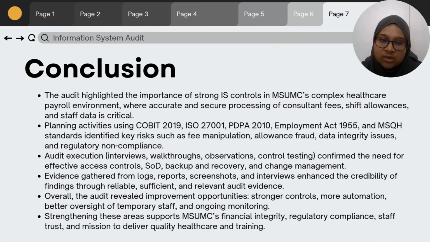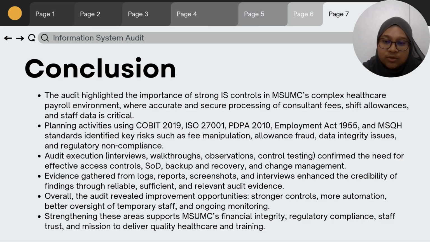As for the conclusion, this audit highlighted the importance of strong IS controls in MSUMC's complex healthcare payroll environment, where the accurate and secure processing of consultant fees, shift allowance and staff data is critical. All the planning activities used COBIT 2019, ISO 27001, PDPA 2010, Employment Act 1955 and more.